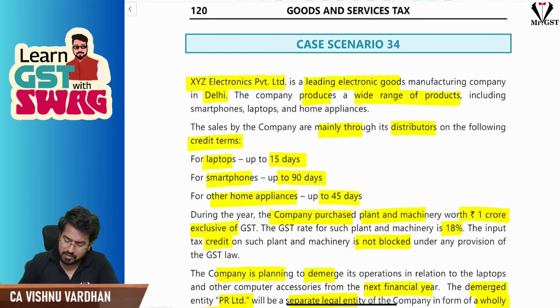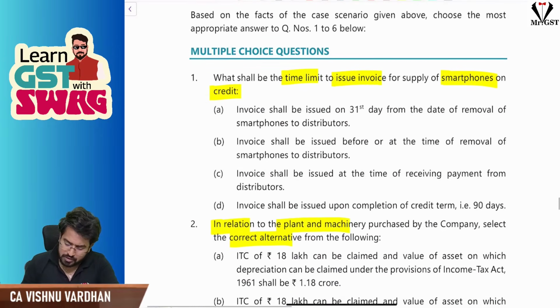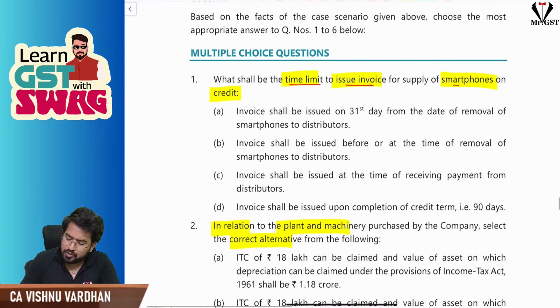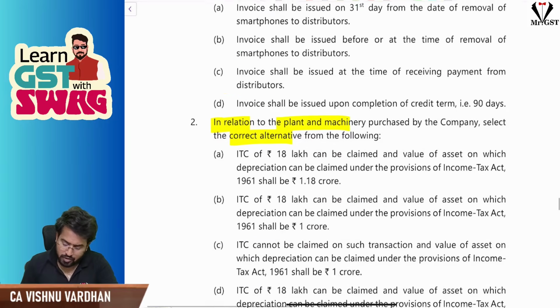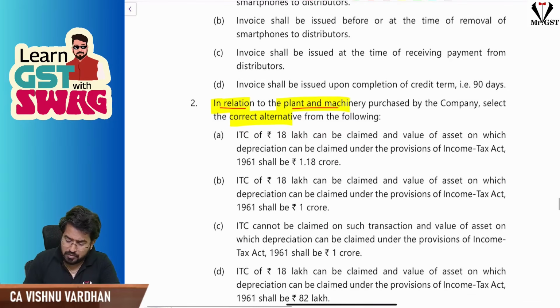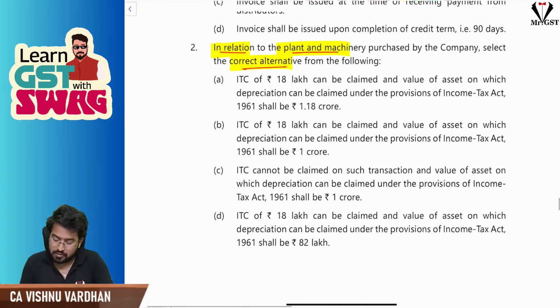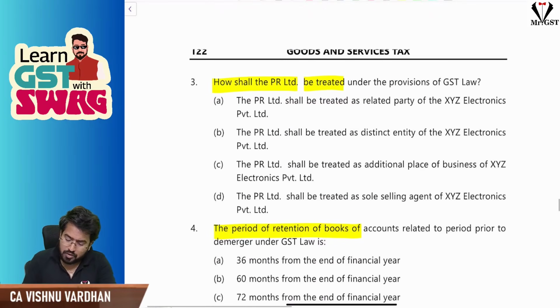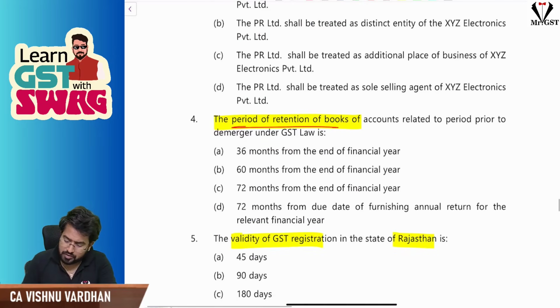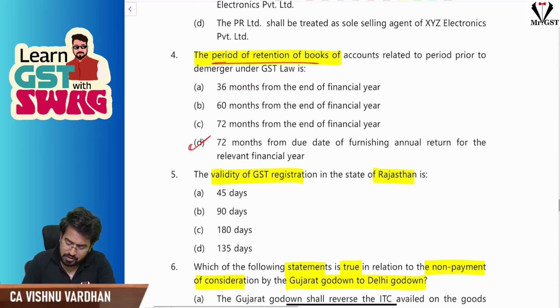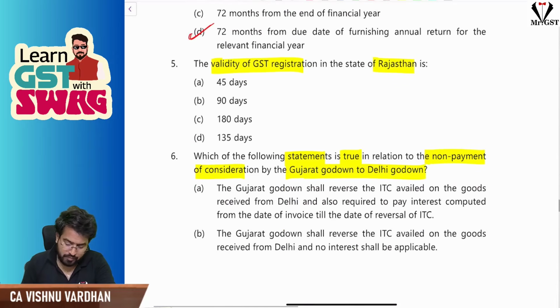Now coming to the next case study, if you look at the questions: what is the time limit to issue an invoice for smartphones which are sent on credit? In relation to plant and machinery, what is the correct alternative answer? How shall PR Limited be treated under the provisions of GST law? What is the period of retention of books of accounts? Without reading the case study, you can tell 72 months from the due date of furnishing the annual return.